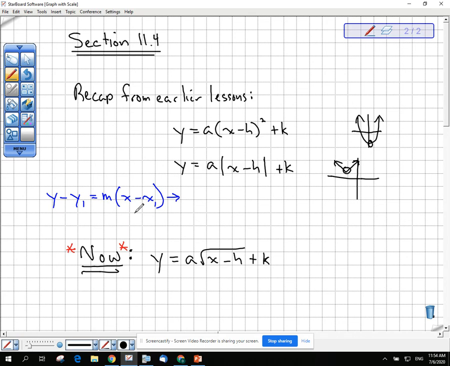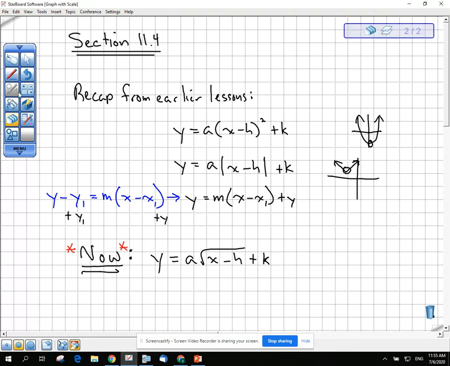The other thing that makes this look a little different from the other ones is that this one is not solved for y. But that's a really easy fix. Just add y1 to both sides. And then it starts to look very much like the other two: y equals m parenthesis x minus x1 close parenthesis plus y1.